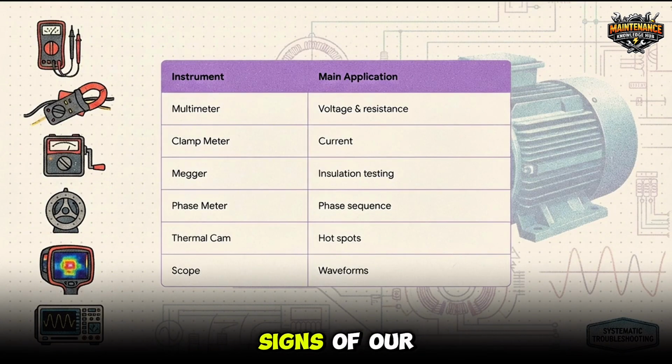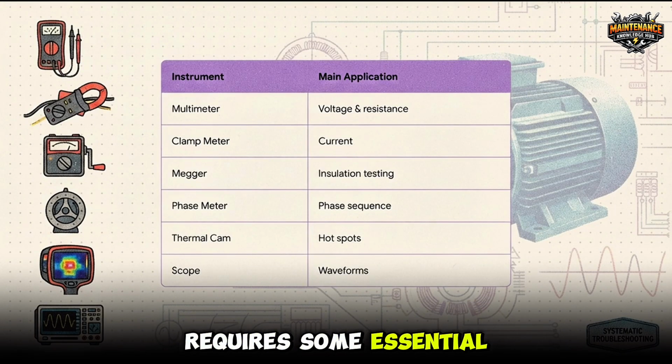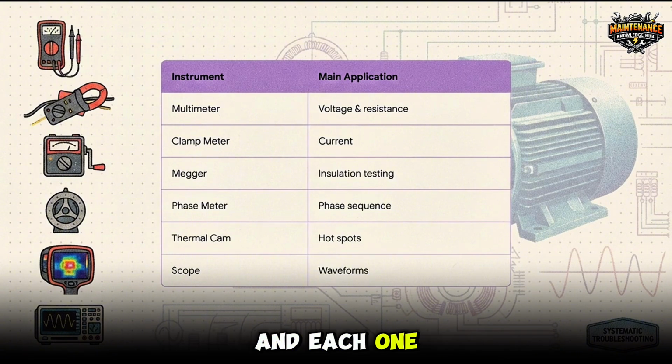Now, taking the vital signs of our equipment requires some essential troubleshooting instruments, and each one is specifically matched to a different job. You've got your digital multimeter for your basic voltage and continuity checks, and your clamp meter to safely measure current while a circuit is live. The insulation resistance tester, which a lot of folks just call a megger, is vital for checking if a motor's insulation has deteriorated, usually from unseen moisture or dirt getting inside the housing.